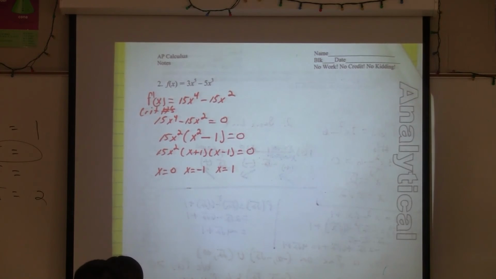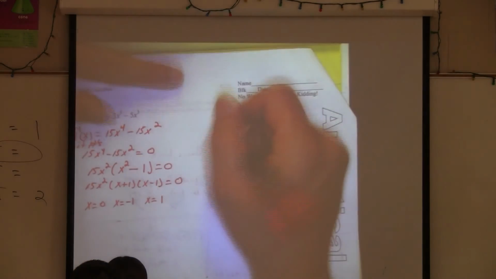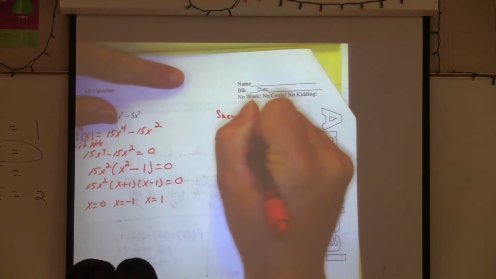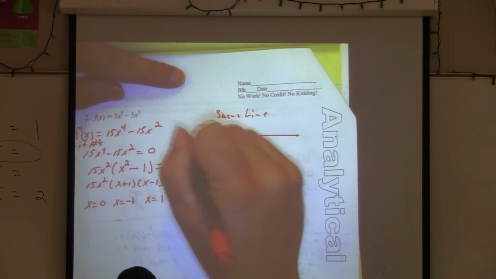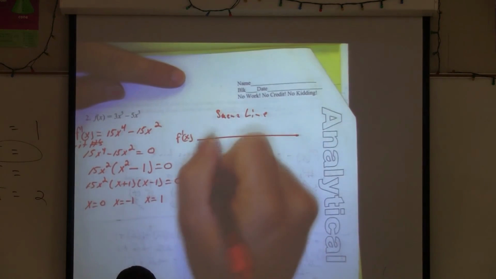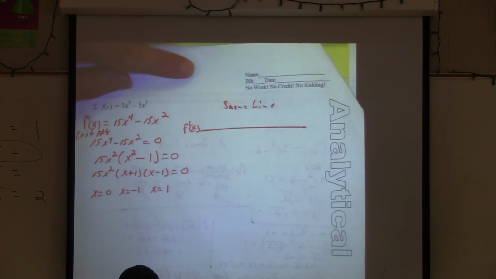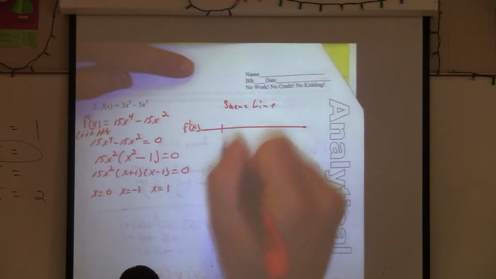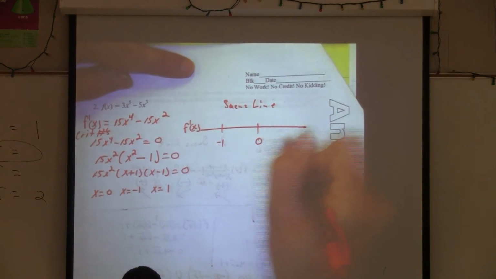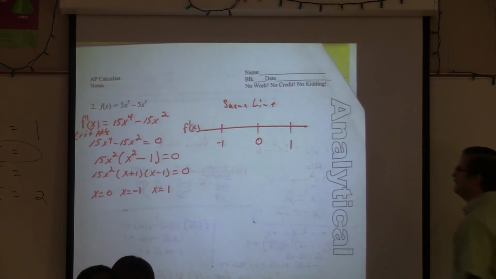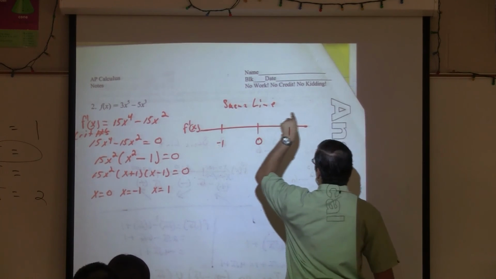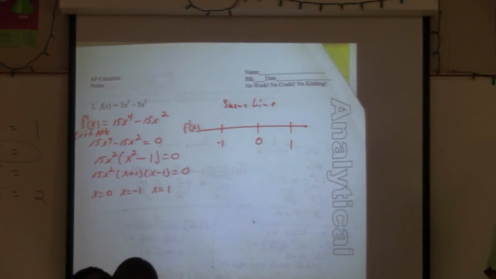So how many critical values did I have now? 3, right? So let's do our sign line. And again, remember that it is for the derivative. So what's the first number I put on this sign line? Negative 1 and then 0 and then 1. So I have 4 intervals to check now, right? Something there, something there, something there, something there. Ready? What do you want to plug in over here?